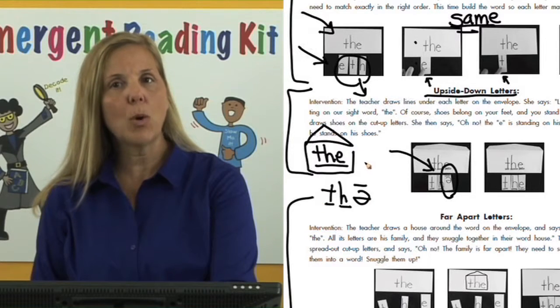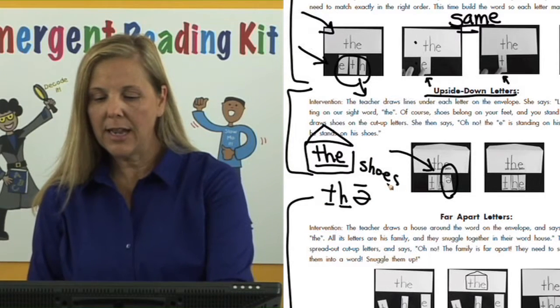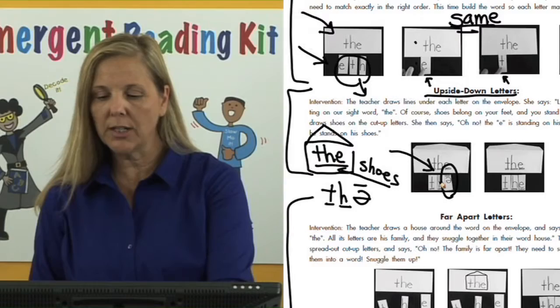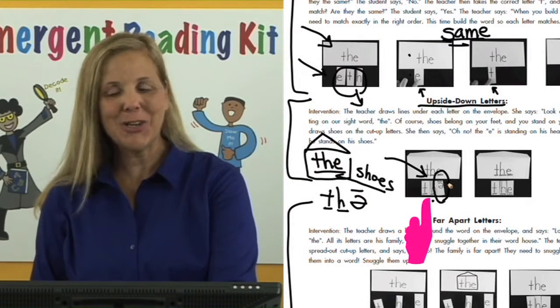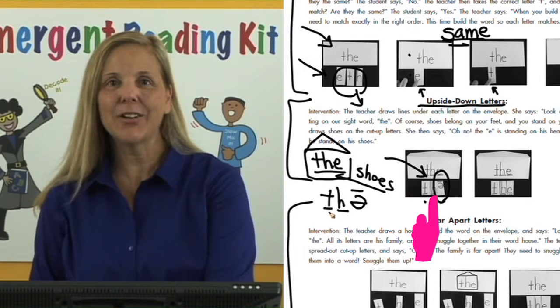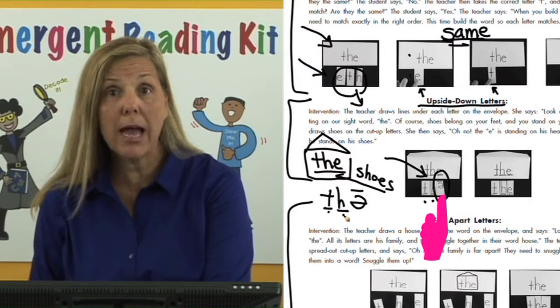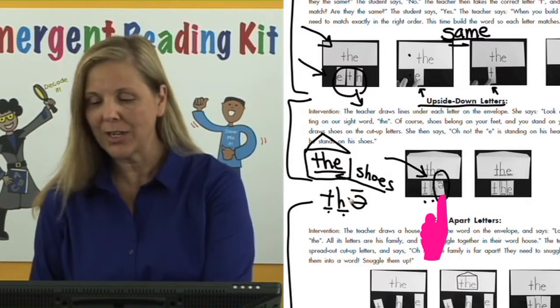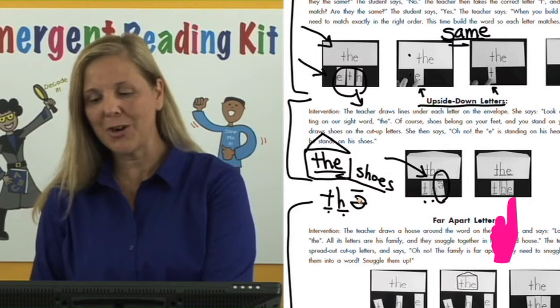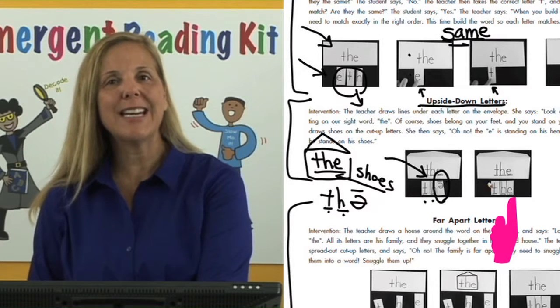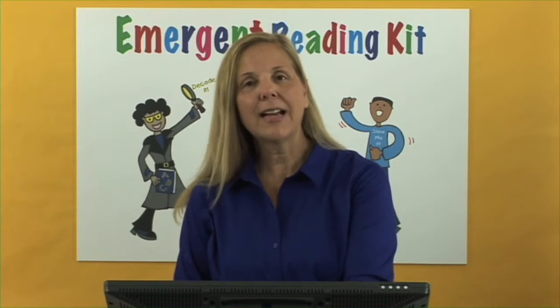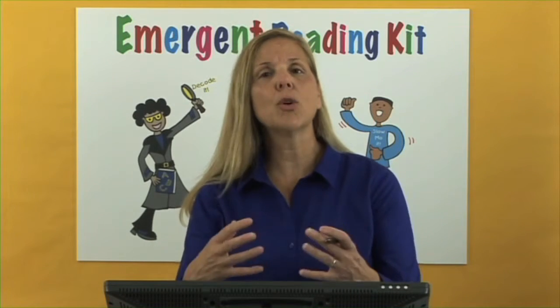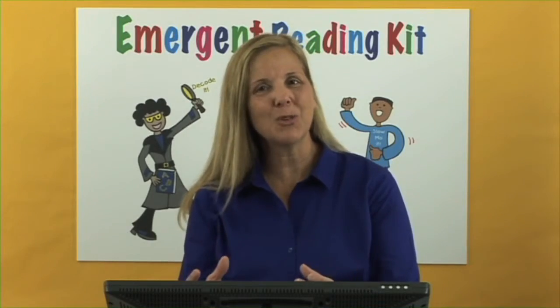The word the is wearing shoes. Then I show them each one of their letter cards and how they're wearing shoes. T is happy, it's standing on its shoes. H is happy, it's standing on its shoes. Uh-oh, E's going to be mad. He's standing on his head, not his shoes. So then the student flips the card over and puts it so that the E is standing on its shoes. It's no longer upside down. This activity is fun, and it also helps students with those visual confusions.